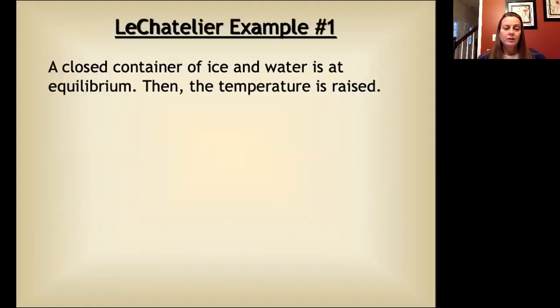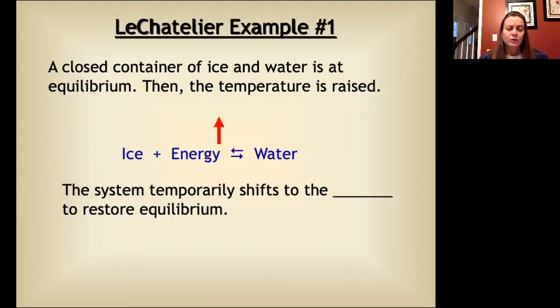First one is just a thermal equilibrium example. We have a closed container of ice and water, and it's at equilibrium. Some of our water is freezing, some of our ice is melting, and then we raise the temperature. This one's kind of a common sense example, right? We all know that if we raise the temperature, more ice is going to melt. And so as we increase the energy, the system is going to shift to the right to restore that equilibrium. Whoops, my word's in the wrong spot, sorry.